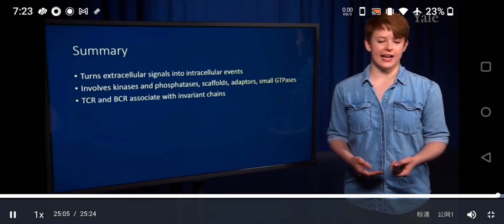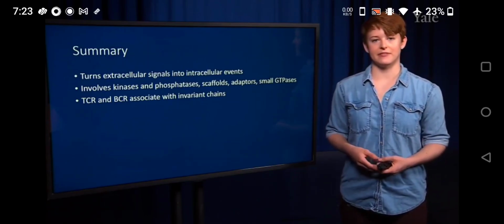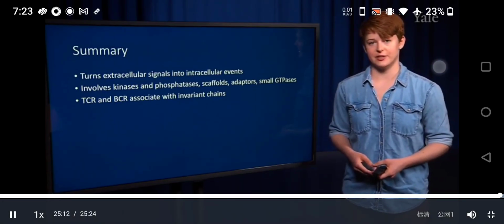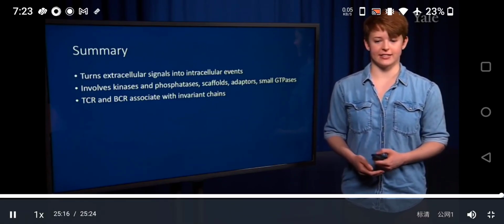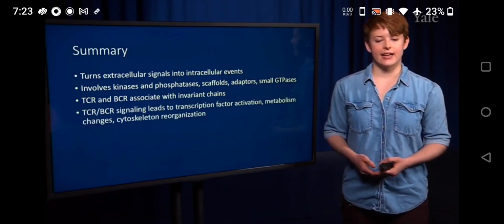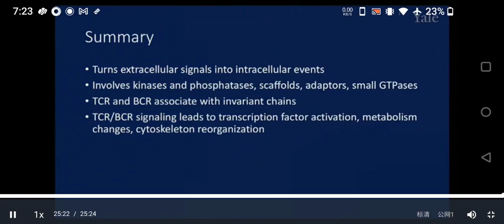We also saw that the TCR and BCR, which are made up of variable extracellular domains, associate with invariant intracellular chains. And this TCR and BCR signaling leads to transcription factor activation.